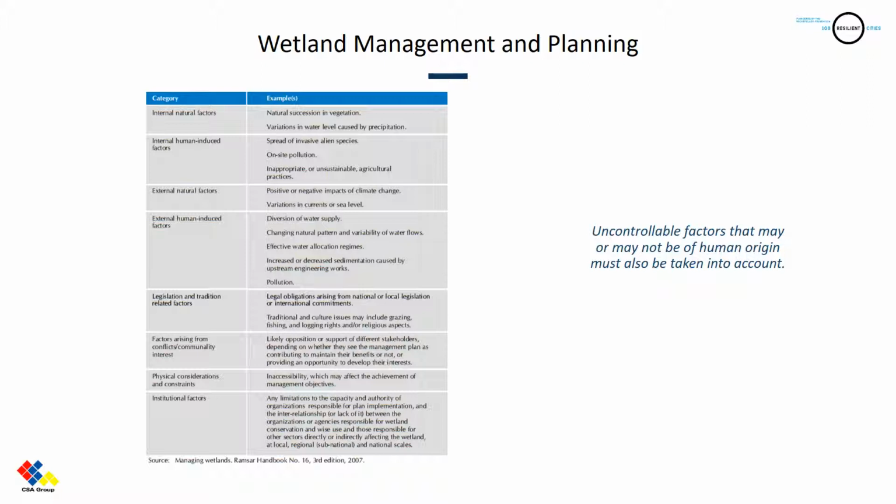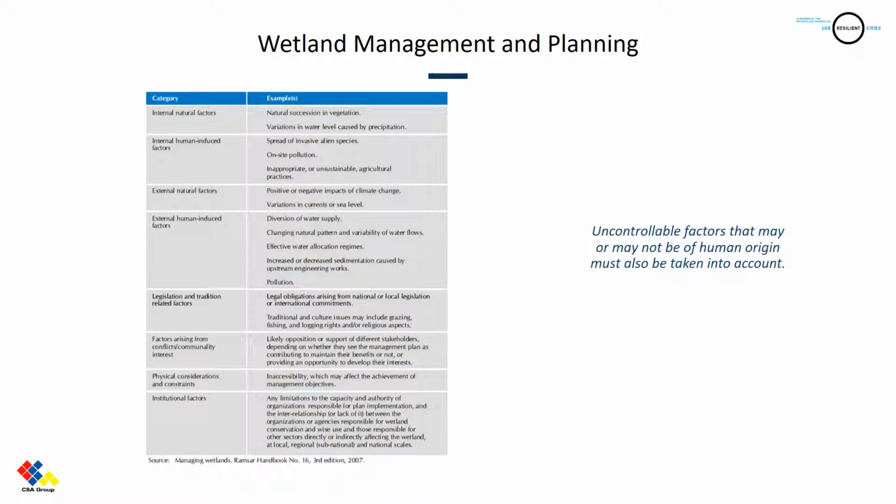We also have external human-induced factors that could be diversion of water supply. Could be related to urban expansion or developments, to agriculture. That also might trigger changing natural pattern and variability of water flows. Maybe an area was a flood zone, and now, because of the urban proliferation, there could be some flood control projects, and that turns into a change in the water allocation regimes, and the natural flow through this type of ecosystems.